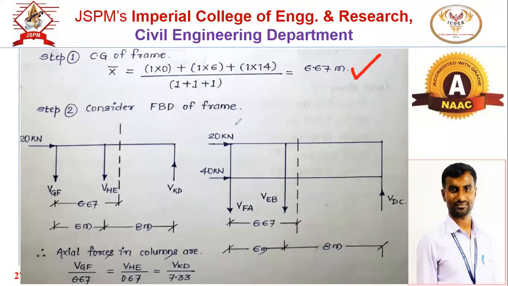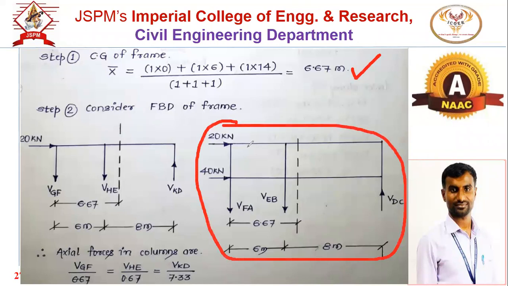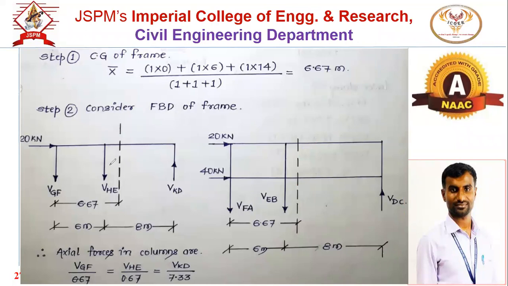Then draw the FBD of the upper story. This is for the bottom story, which we will consider afterwards in the next calculation. So currently concentrate on the upper story. Take the section for the upper story at mid height of each column. So this distance is H by 2.